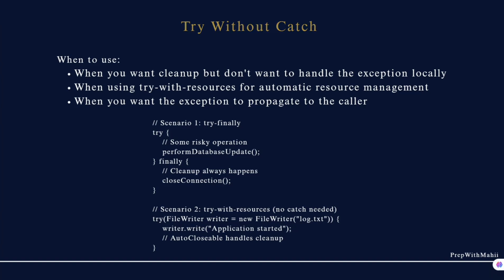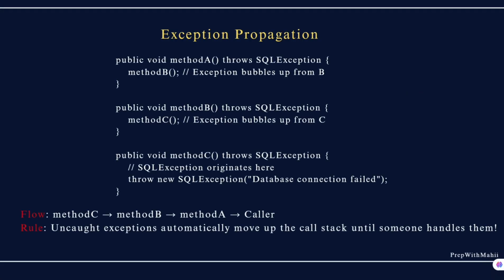Why might you want an exception to propagate instead of handling it locally? Think about it. Exception propagation is like passing a hot potato up the call stack. Here's how it works. The propagation flow: method C throws, method B propagates, and method A propagates, caller handles.